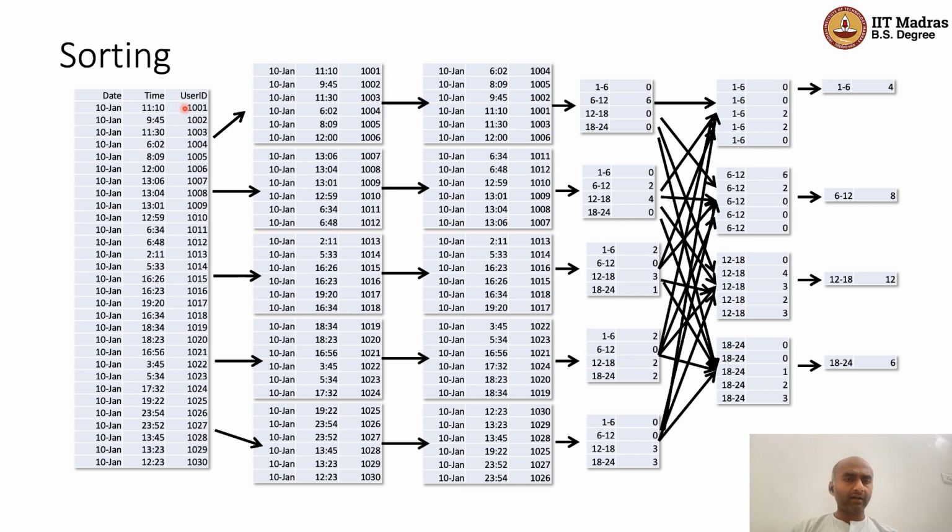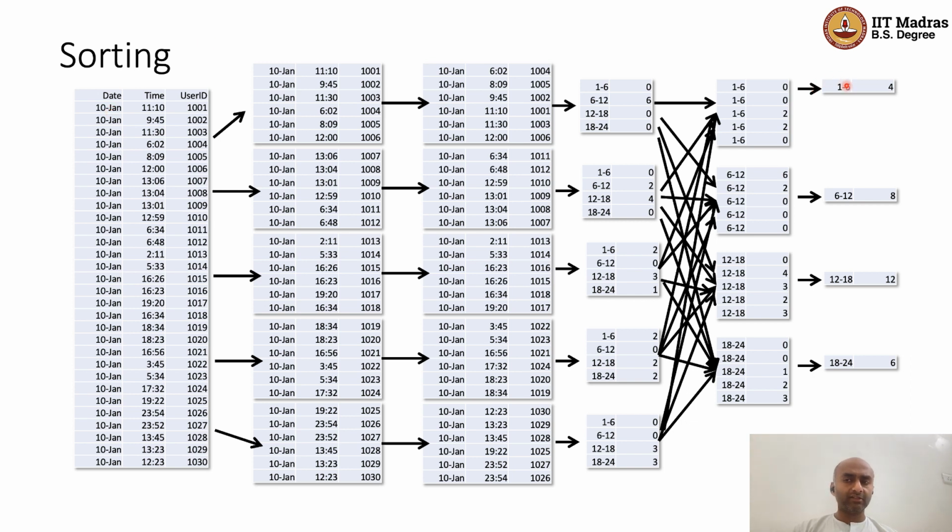But I've retained the user ID column, the time and the date. I want to be able to count the number of clicks that a user made in a time interval, and I want to group time intervals based on 6-hour blocks. And because these are 6-hour blocks, there will be 4 such blocks, right?